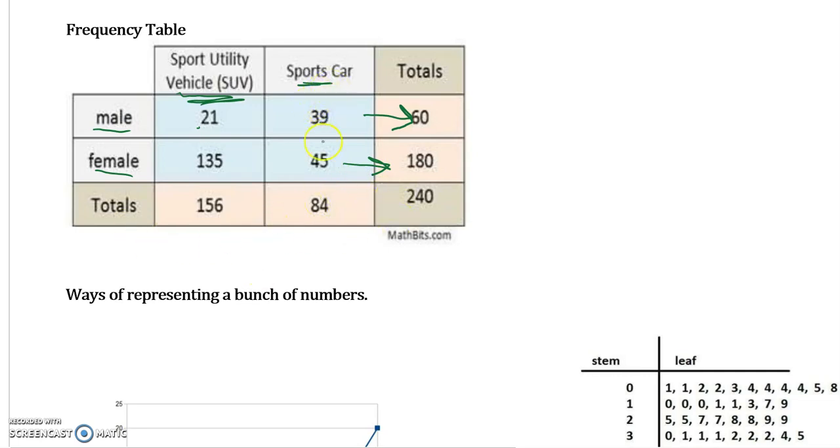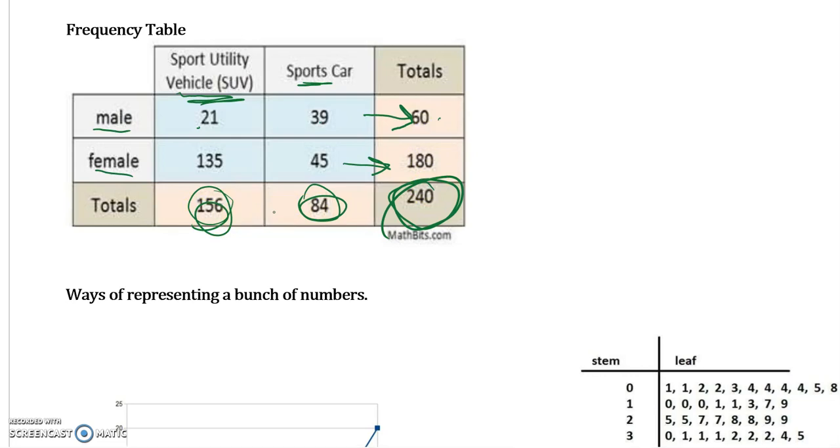And then you can also look at totals for the different types of cars. There are 156 people, both male and female, driving SUVs, and 84 people driving sports cars. And this is the total number of people in the entire study. Note that is the sum of 180 and 60. It's also the sum of 156 and 84.